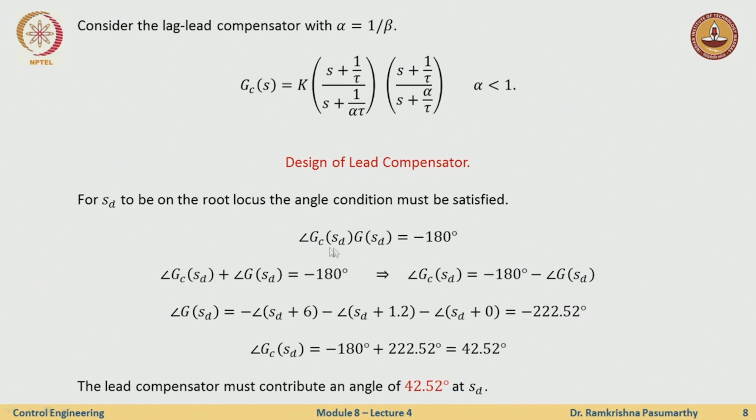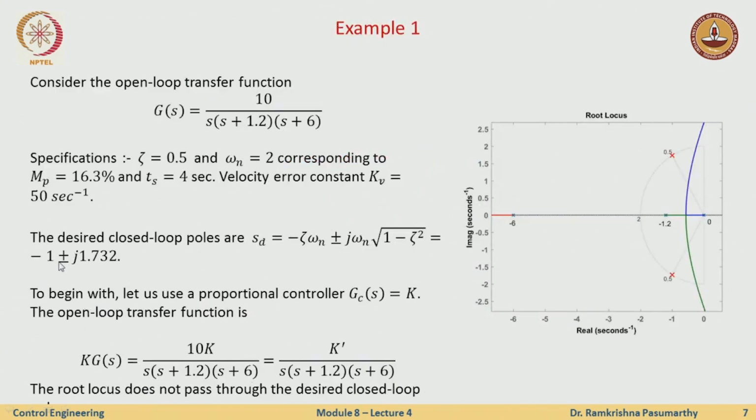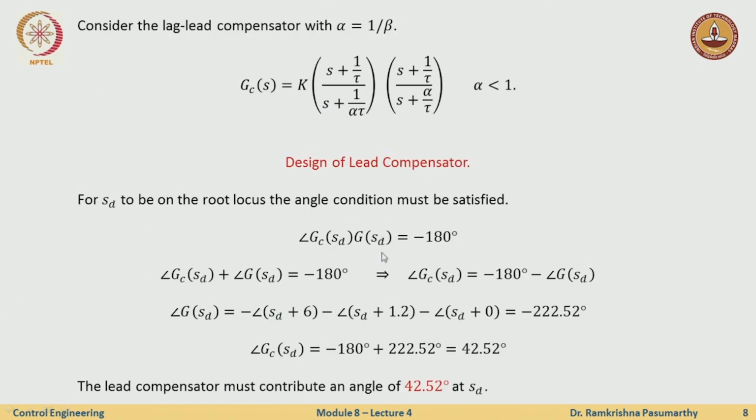So what are the steps? If my root locus of the closed loop has to pass through these desired poles, then the angle contribution at that point, s_d, of the plant and the compensator should be minus 180. Now I know how to compute this G of s_d, it's a straightforward procedure. What I find from all these computations is that the angle the compensator should contribute is 42.5. These are very straightforward computations, as we did when designing a lead compensator.